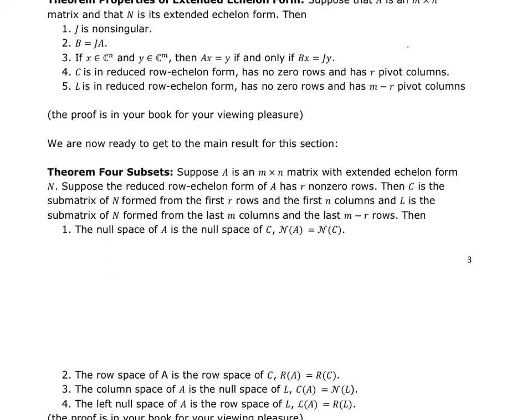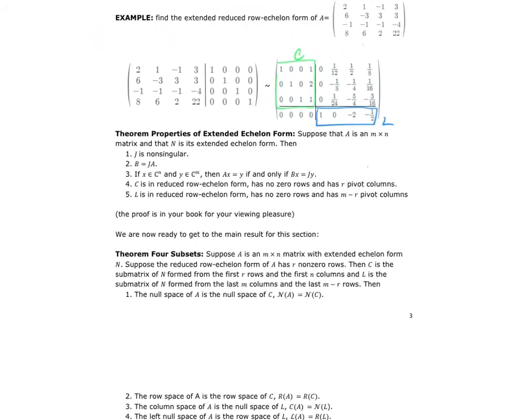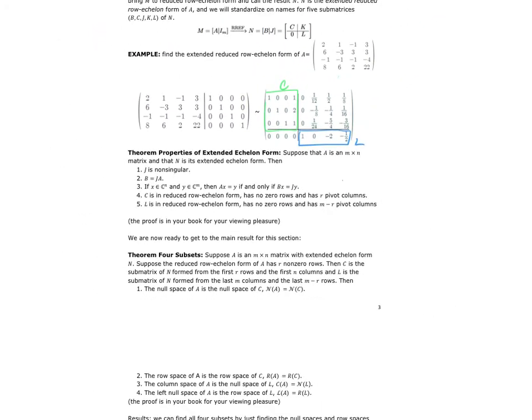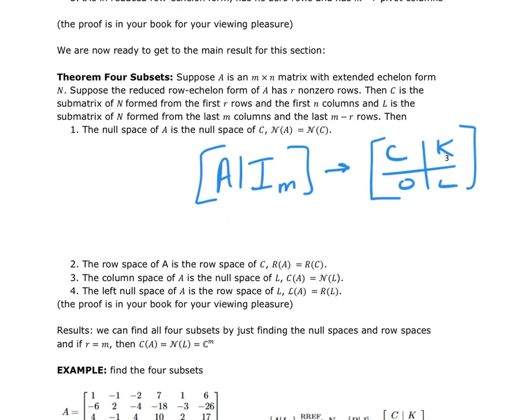The null space of A is the null space of C. The null space of A is equal to the null space of C. And you're thinking, well, wait a minute, what's going on here? Well, let's rewrite it down here again. If we take our A matrix, augment on our identity matrix M, we end up with this matrix, which is C, K, 0, and L. So this is what I'm referring to in all of this theorem right here. So let's zoom back in and take a look at now what I'm saying.